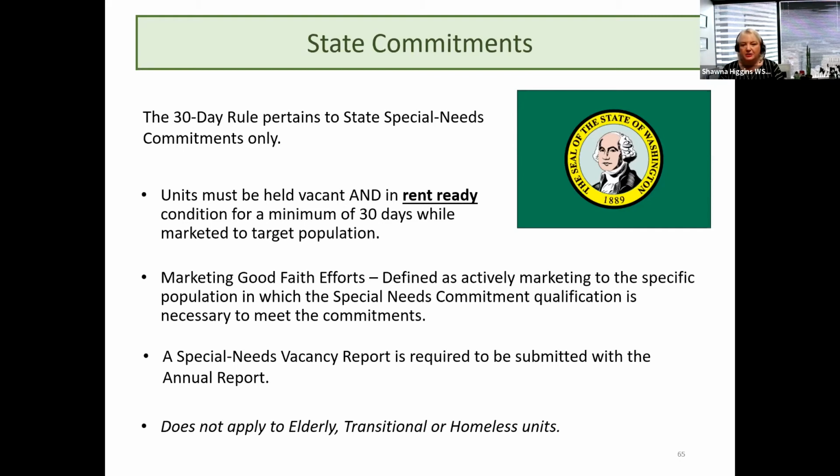Now, I'm sorry, but transitional or homeless is not in the bond program. So if you can cross that out on this sheet. Sometimes we use tax credit and bond as pretty much similar, and that got missed when we were doing the bond report.